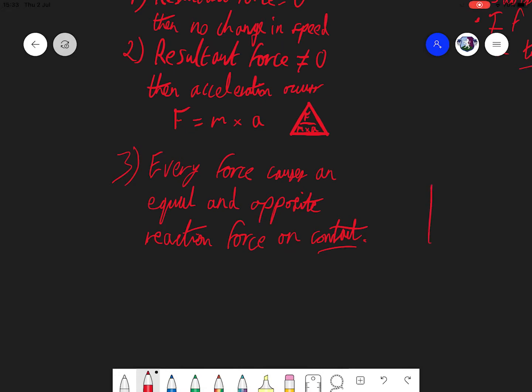An example here: if we have a wall and you push against it with a force, that wall will push back with the same amount of force. To give an even simpler example, you could consider standing on the ground. If you stood on the ground, your weight is pulling you down, and the ground itself pushes up with a reaction force.